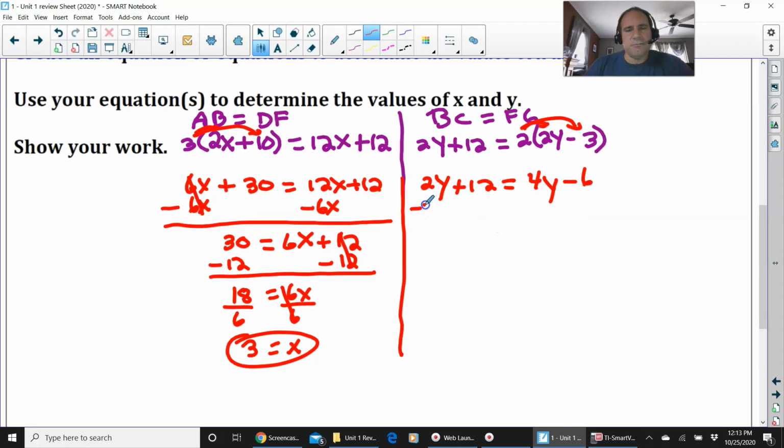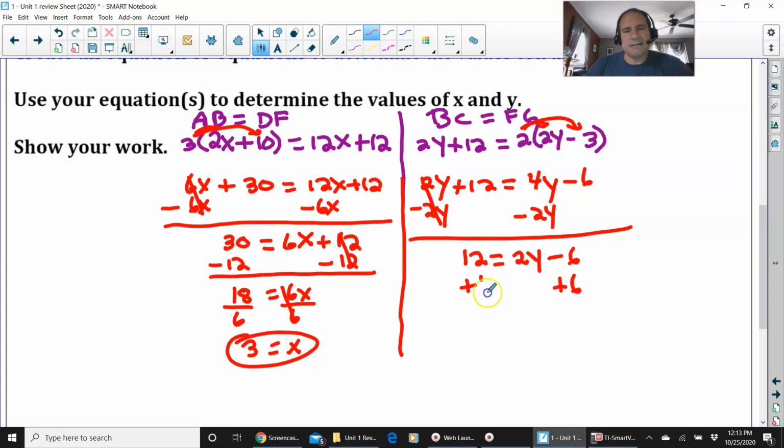We have to get the y's together because they're on opposite sides. So we're using inverse operations. The opposite of positive 2y is -2y. You have 12 equals 2y minus 6. You add 6 on both sides, trying to isolate the variable using inverse operations, and you get 18 equals 2y. Divide by 2 on both sides. Y equals 9.